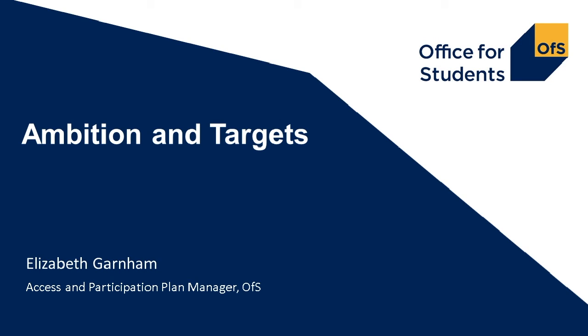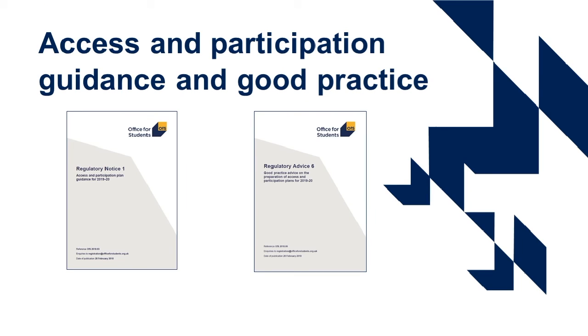We've set out quite clearly what our expectations are in the guidance that we produced at the end of February, both in Regulatory Notice 1 and in the Good Practice guidance that went along with it, Regulatory Advice Note 6. Those expectations do apply to all providers, but they do have to be set within the context of providers. We do recognise that, particularly for small specialists, you have quite particular context to consider when thinking about your level of ambition and your target. But in terms of the quality and the level of ambition, those expectations do apply across all providers.